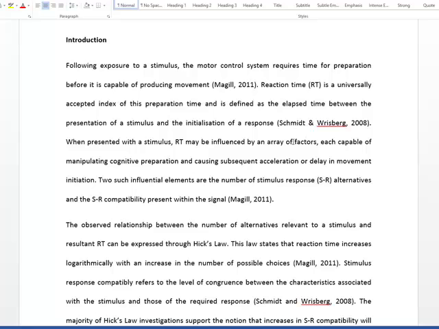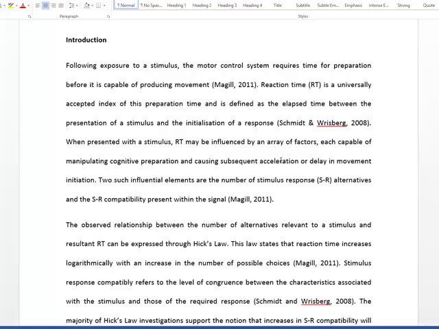We talk about the factors in this next section here that are capable of manipulating or changing this, and all of this is building up some kind of background. Going hand in hand with the background is relevance of the topic. So we see a clear statement for relevance when it says something like, when presented with a stimulus, reaction time may be influenced by an array of factors, each capable of manipulating preparation and subsequent acceleration or delay in movement.